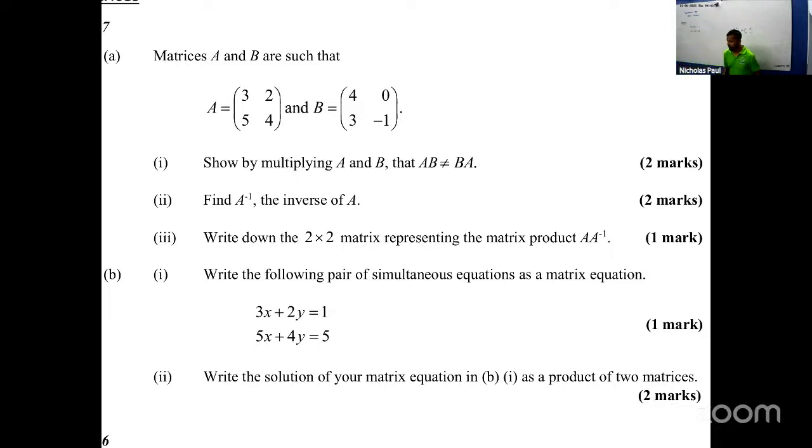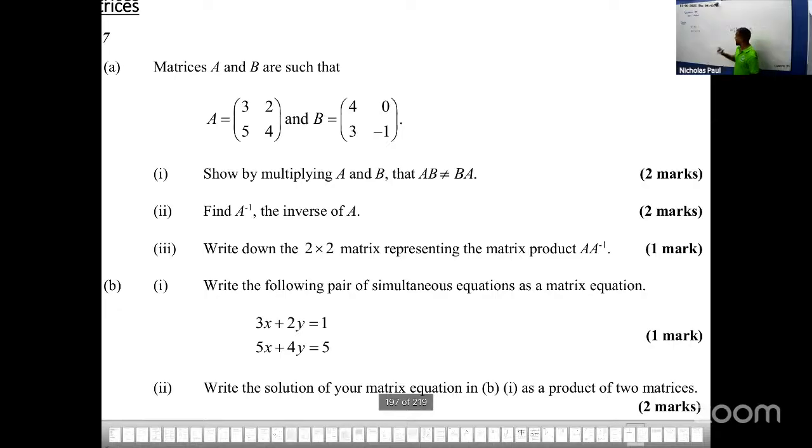Taking this off, I can start to work it out. So you're multiplying A by B, B by A, and then A inverse by E.